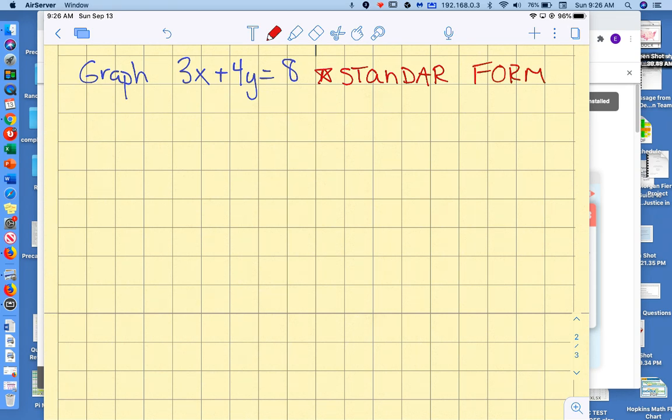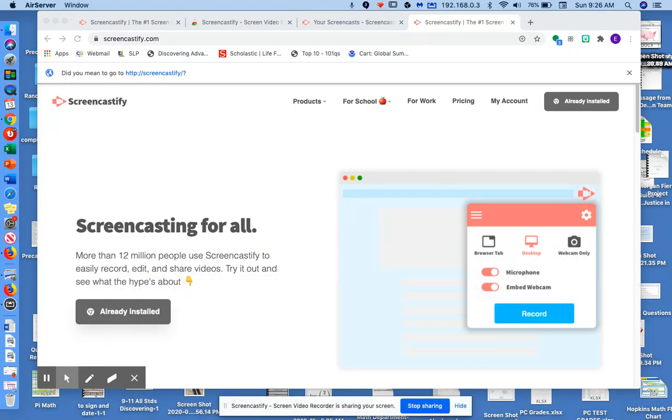There are a couple different ways you can graph it, but most people remember to solve for y. We always solve for y. So if we were to solve for y on this equation, we would subtract 3x, and we'd have 4y equals 8 minus 3x.